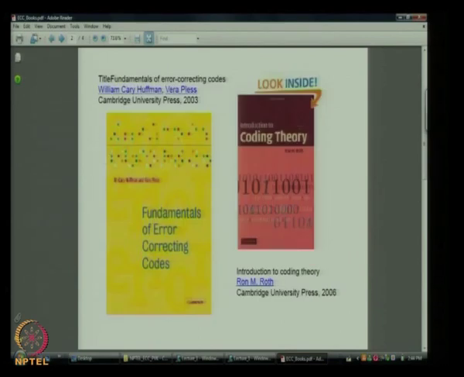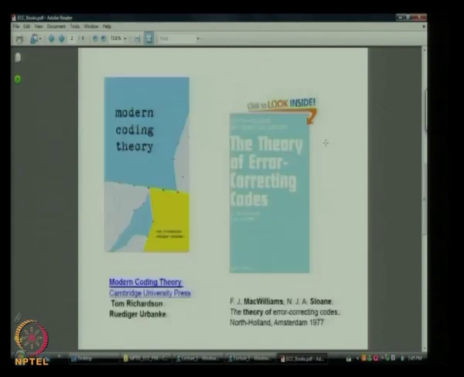This one does try to include some of the modern coding theory, but really the authors are experts in algebra and combinatorics, and the book reflects that. Similarly, here if you look at Ron Roth, he is a classical coding theorist, although he does cover some of the modern aspects as well. But again, as you browse through the contents of this book, you will see that the author's personal research preferences show up in terms of the emphasis on different topics.